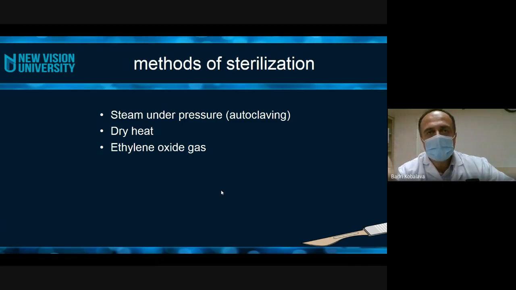And among many methods, generally 3 methods are used for asepsis. They are called methods of sterilization. Sterilization means killing any microorganism and its spore. Such a clean device or instrument is called sterile. So we use mainly 3 methods: steam under pressure or autoclaving, dry heat sterilization, and ethylene oxide gas sterilization.